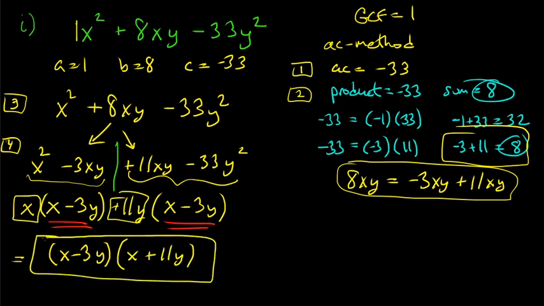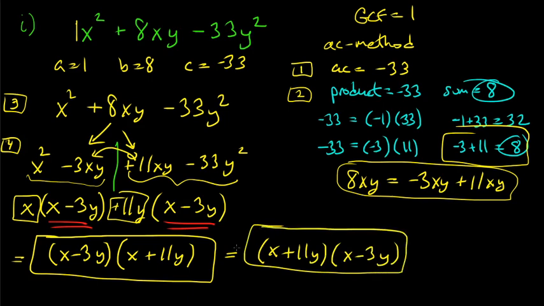And I think we're done. There's nothing else to do. Again, some of you might have switched these around, and if you switch them around, you probably got x plus 11y times x minus 3y. Perfectly acceptable. I just switched the order, right? All right, so that's part I.